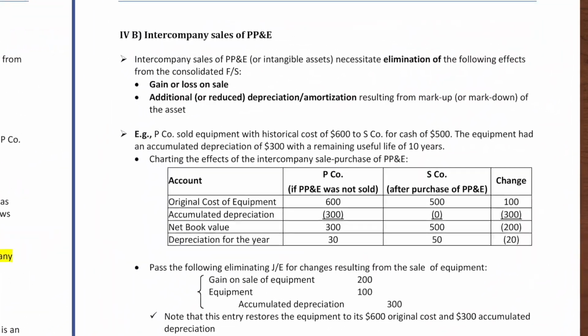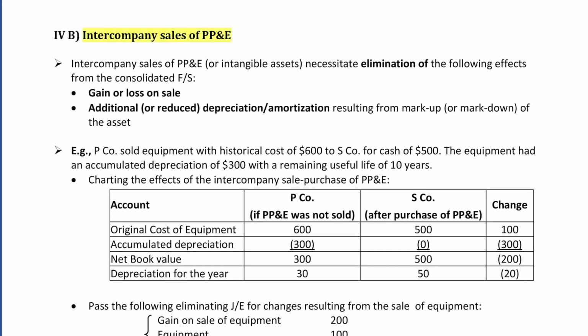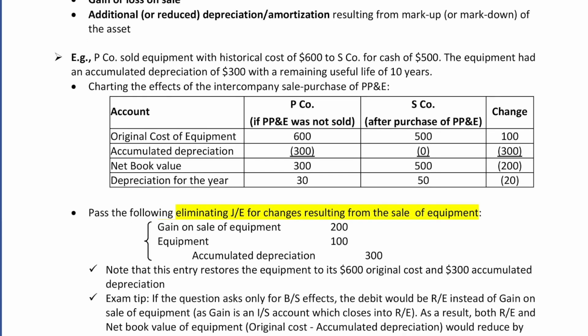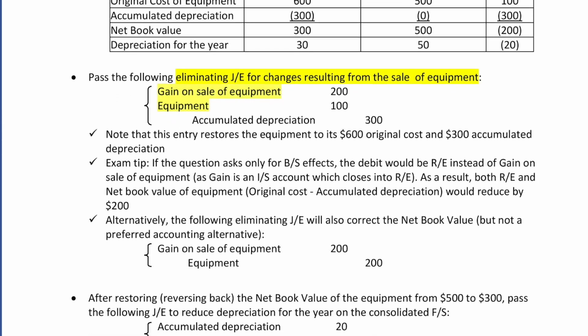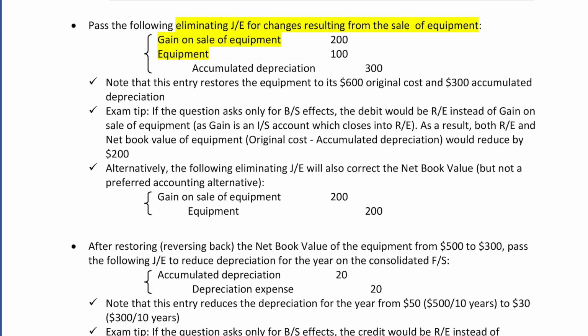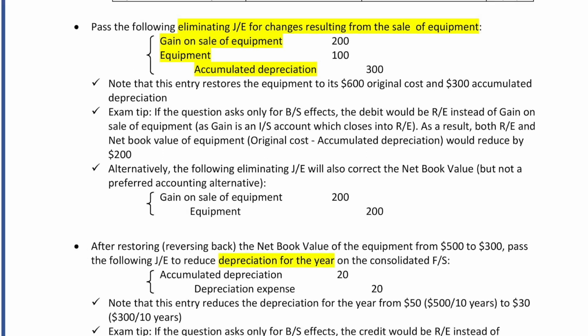Get to page 17 and highlight intercompany sales of PP&E. Now this is not allowed because we're looking at one economic entity. So highlight eliminate the changes that resulted from the sale. So if you had a gain on sale, that would be debit. So highlight gain on sale of equipment. If it was a loss on sale, that would have been credited. And now the debit would be highlight equipment and the credit is going to be accumulated depreciation. And now we are also concerned about depreciation dollars. So highlight depreciation over the subsequent year.